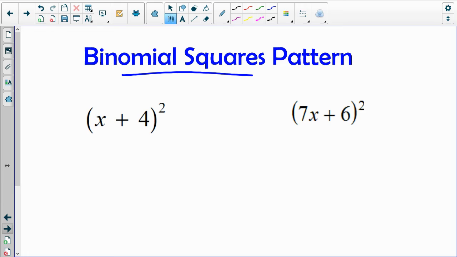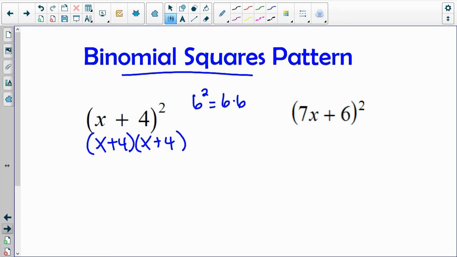A binomial square, and if you'll write down x plus 4 squared. So we have to think about what the power of 2 is actually telling you to do. For example, if I had 6 to the second power, Hudson, what does 6 to the second want me to do? It's saying times it by itself. So if I look at this, the power of 2 is telling me to times this binomial by itself. It's telling me to do x plus 4 times x plus 4.